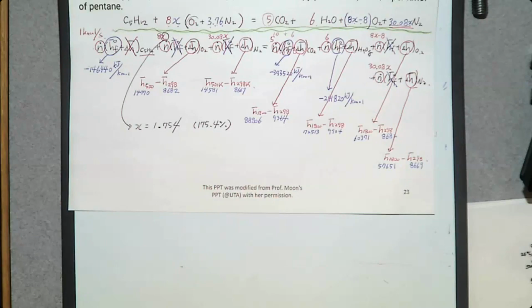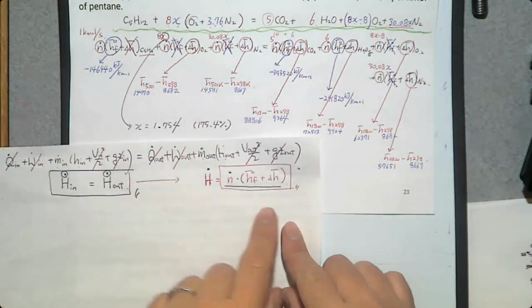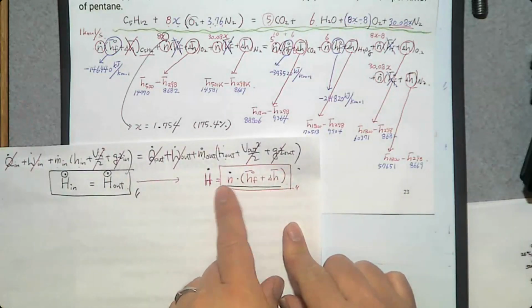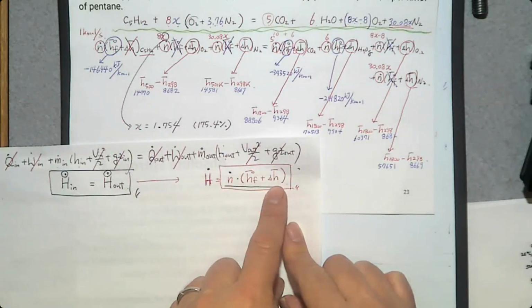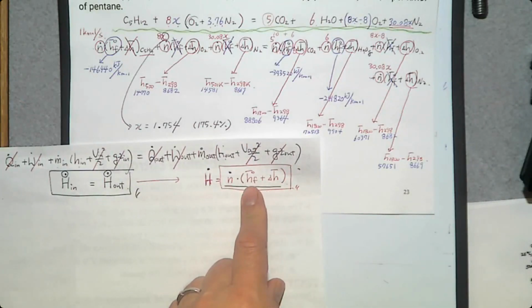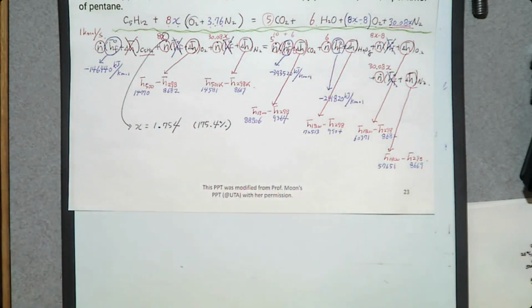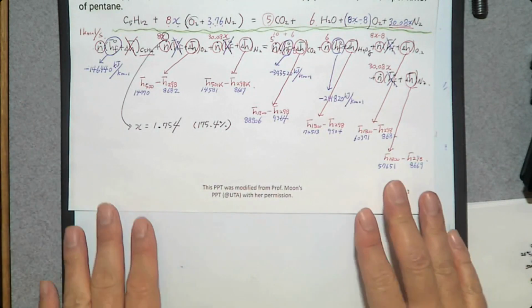The only difference between Thermodynamics 1 and Thermodynamics 2 is this term. So we have this extra term to determine the rate of enthalpy. This is the only new part of the energy balance equation compared to what you studied in Thermodynamics 1.